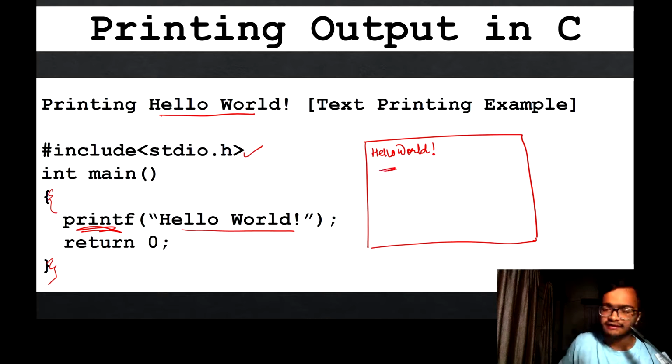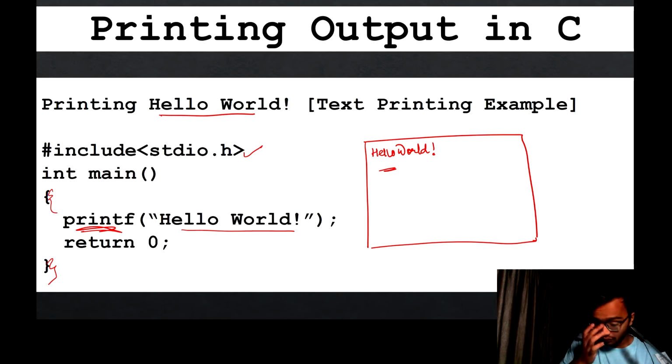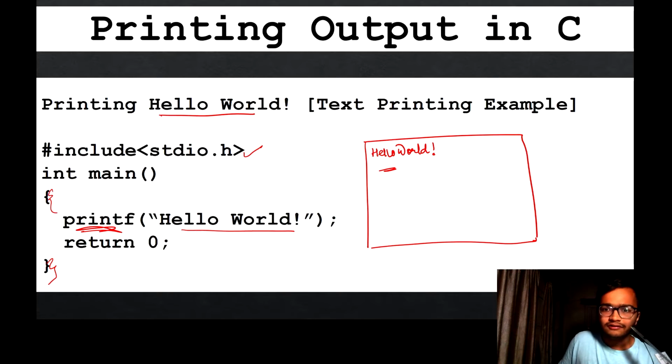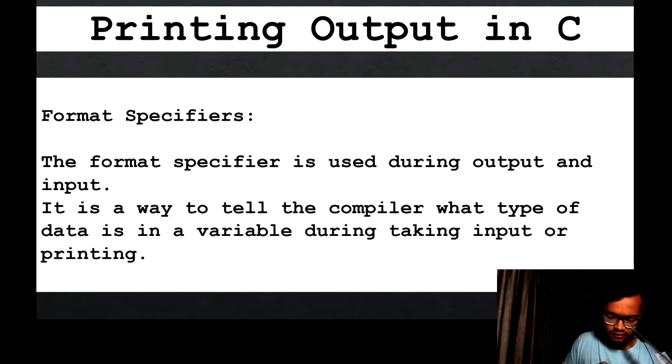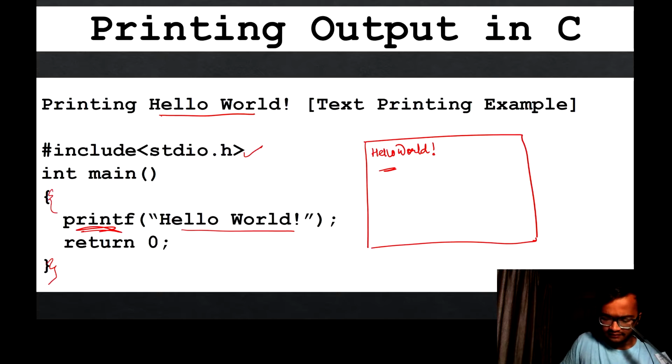Hello world will be displayed like this. As simple as that. So to print a text, we know now how to print text in C. So let's see about how to print value of any variables. I have mentioned that in this slide itself.